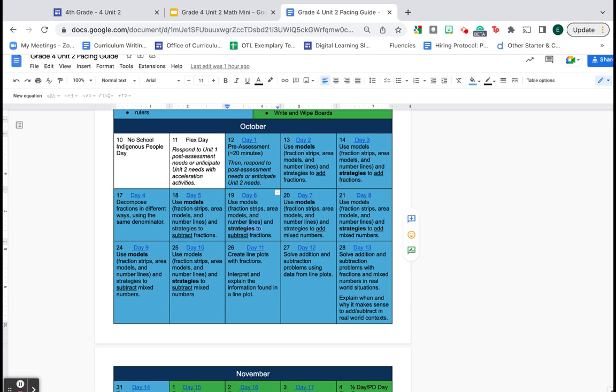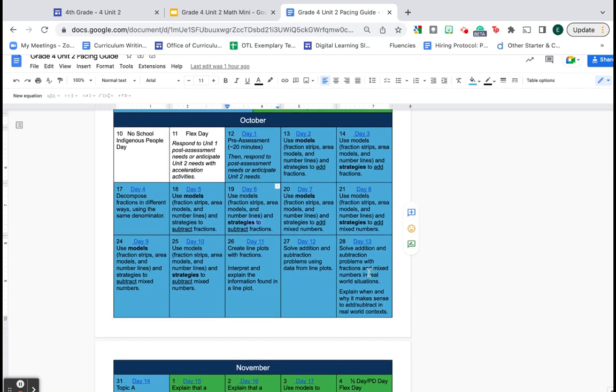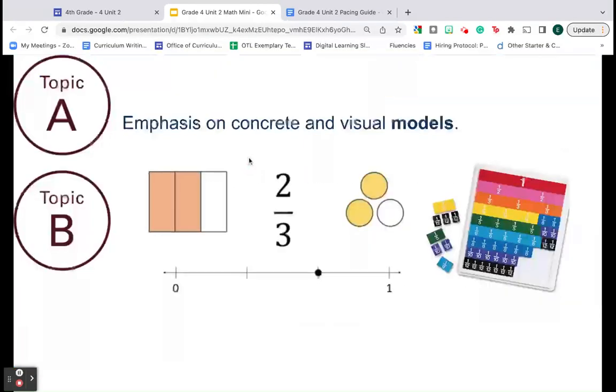But some resources approach it differently. They might combine fractions and mixed numbers, or they might combine addition and subtraction. If you use a resource that does something like that and you prefer to follow that order, go for it, but make sure you are deeply teaching all addition and subtraction standards and line plot standards by the end of October. Let's dig into the content a little more deeply.